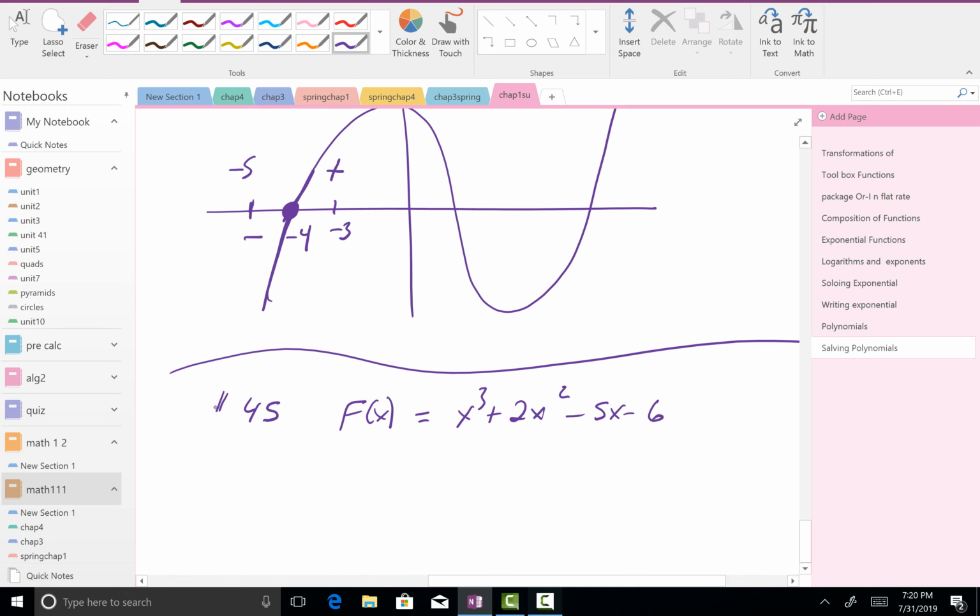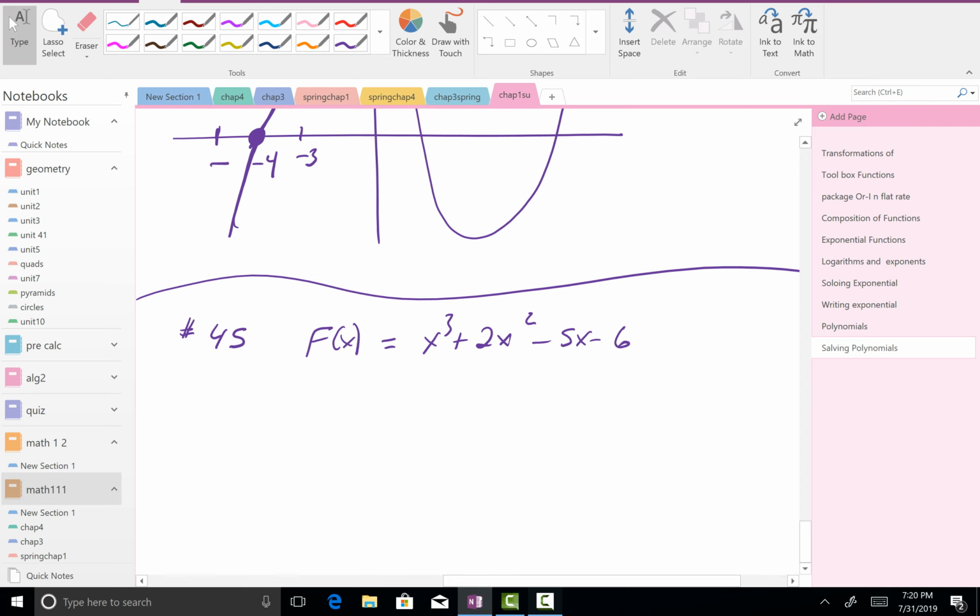Okay, so this is number 45. What we want to do is find the real zeros and factor it. So how are we going to find the real zeros? What are we going to do with it? Graph it. See, you're figuring it out. Good. We're graphing it. So go graph it. Let me know what the real zeros are.